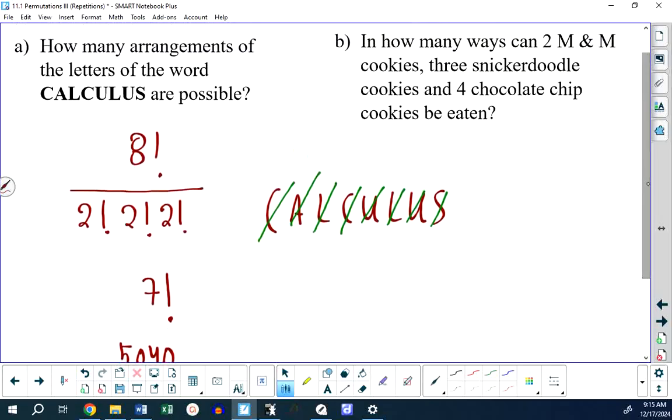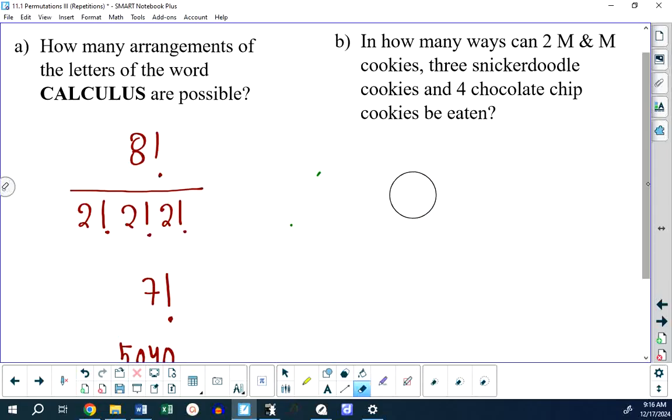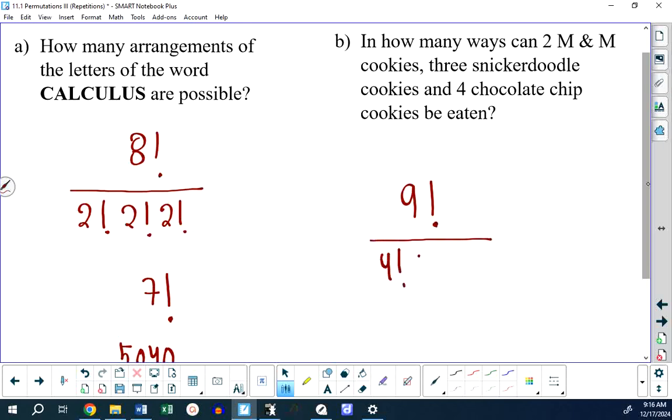Oh, here's a cookie question. 2 M&M, 3 Snickerdoodle. Well, wasn't this the one we just did? The exact numbers? Okay. So let's just write it out. It was 9 factorial over 4 factorial, 3 factorial, 2 factorial. You understand the order of the repetitions in the bottom don't matter? Okay, so this could be a numerical response question where it says, could be that. And the answer could be 9, 4, 3, 2, 9, 4, 2, 3. There would be a lot of acceptable answers.